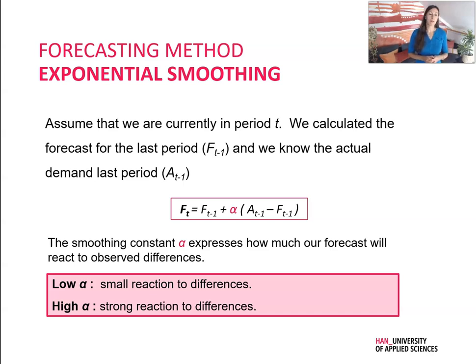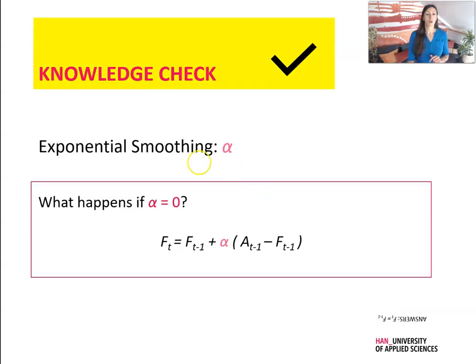Let's see a quick knowledge check for you to understand the function of alpha. What happens in this formula if alpha equals 0? Note that when you don't have a sign, it means that you're multiplying alpha by this difference. Think about it a second. You can check your answer here at the bottom; the answer is upside down.